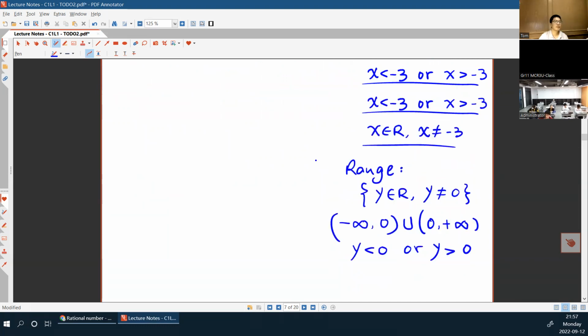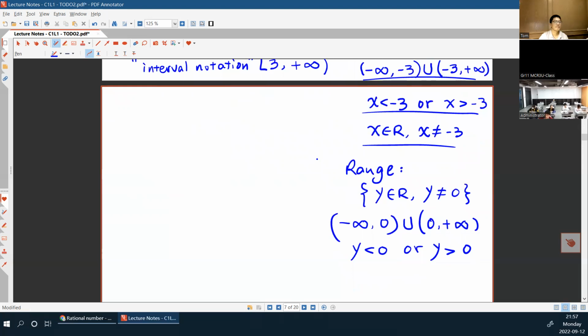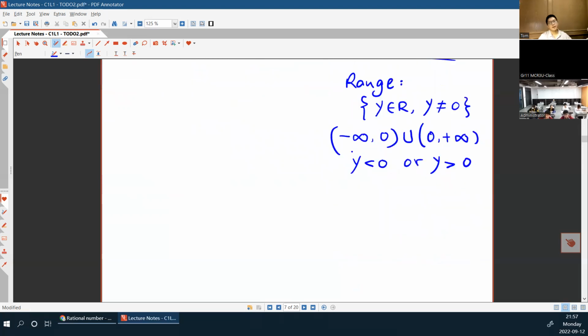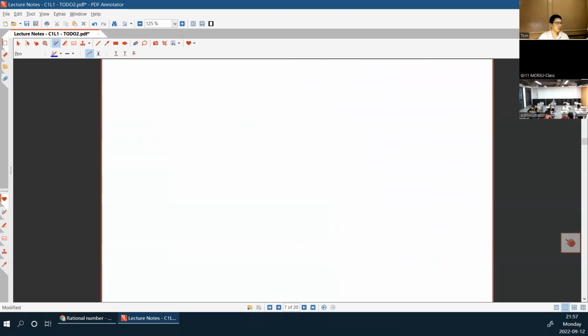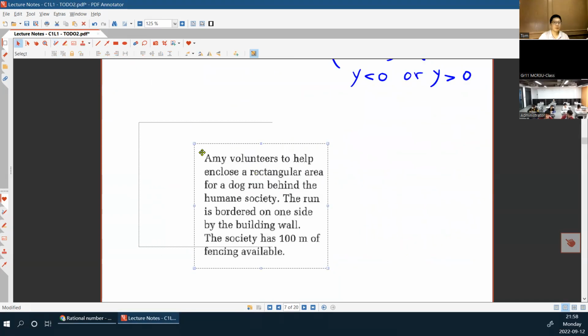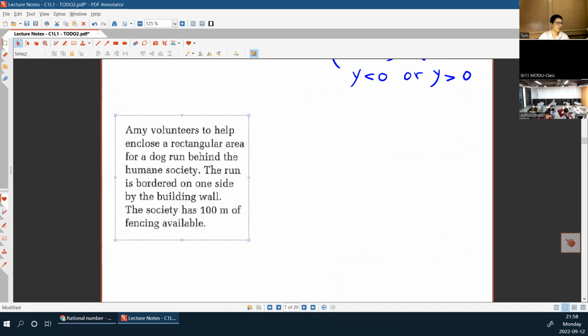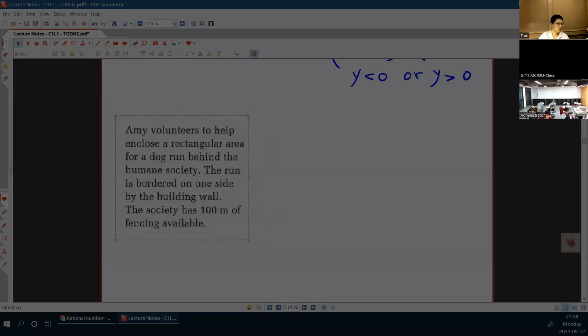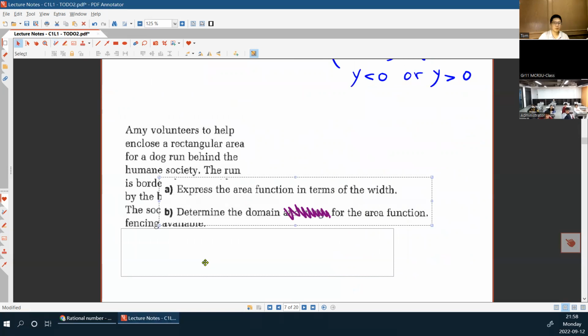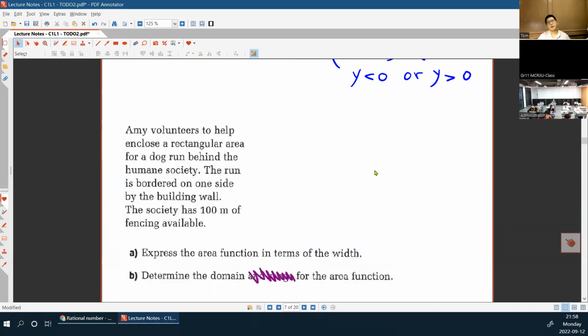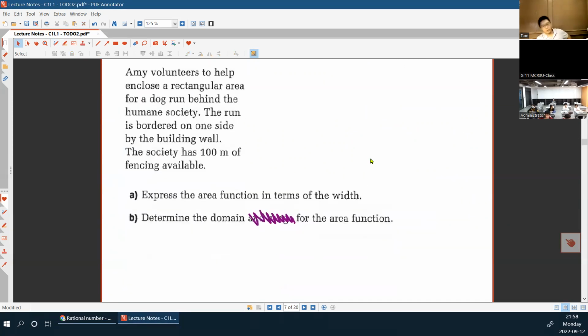Any questions? No? All right, let's see the last example. This time you're given a real world problem. So you should consider the problem from two aspects. One is from the expression itself, and the second is from the real world problem.